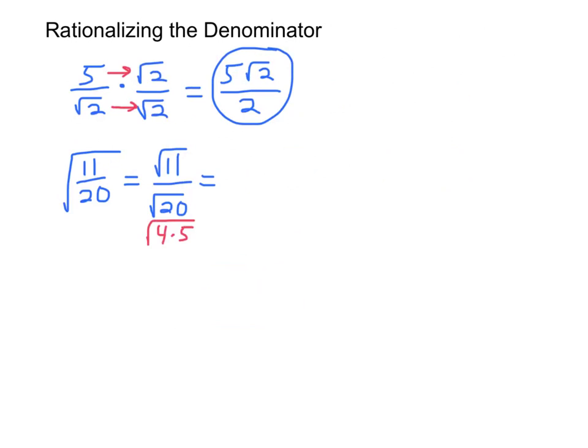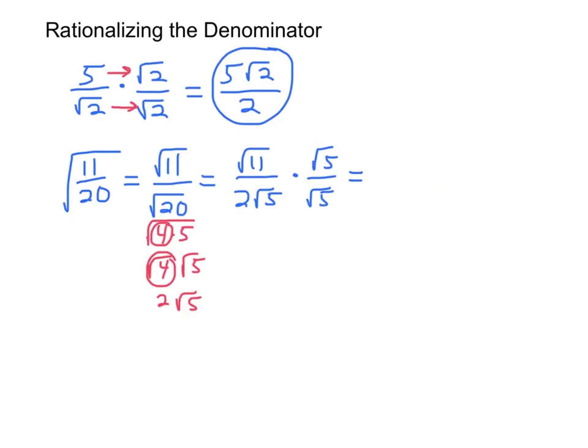So that's really the square root of 4 times the square root of 5. And remember, the 4 is the perfect square here. And the square root of 4 comes out to just be 2. So it's 2 square root of 5. So when we simplify that down, now we have square root of 11 over 2 times the square root of 5. And we'll multiply both the top and the bottom now by that square root of 5.